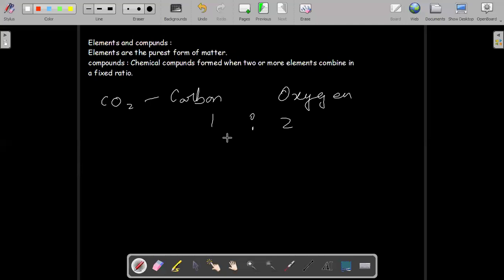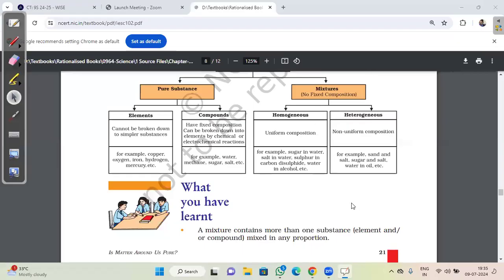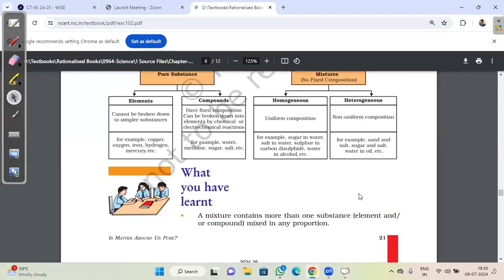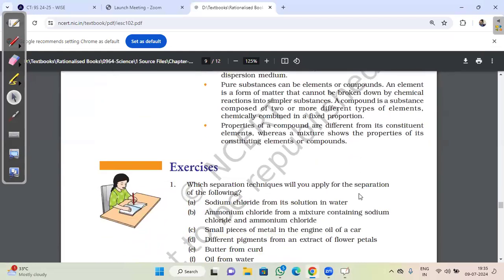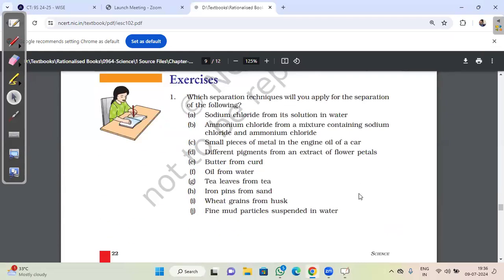I think everyone is clear with elements and compounds. Let's quickly do the question answers from this, and then we'll move to the next one. From the next class, we'll be starting with bio. Okay. So which separation technique will you apply for the separation of the following?